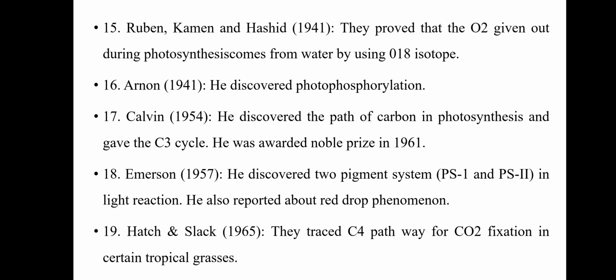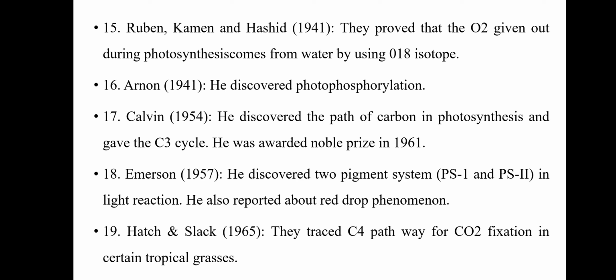Then Ruben, Kamen and Hassid proved that O2 released during photosynthesis comes from water, and they used oxygen-18, an isotope of oxygen, and proved that the oxygen released during photosynthesis actually comes from the water. Then Arnon discovered the process of photophosphorylation. What is phosphorylation? Phosphorylation means formation of ATP, and photophosphorylation means when ATP is formed in the presence of sunlight.